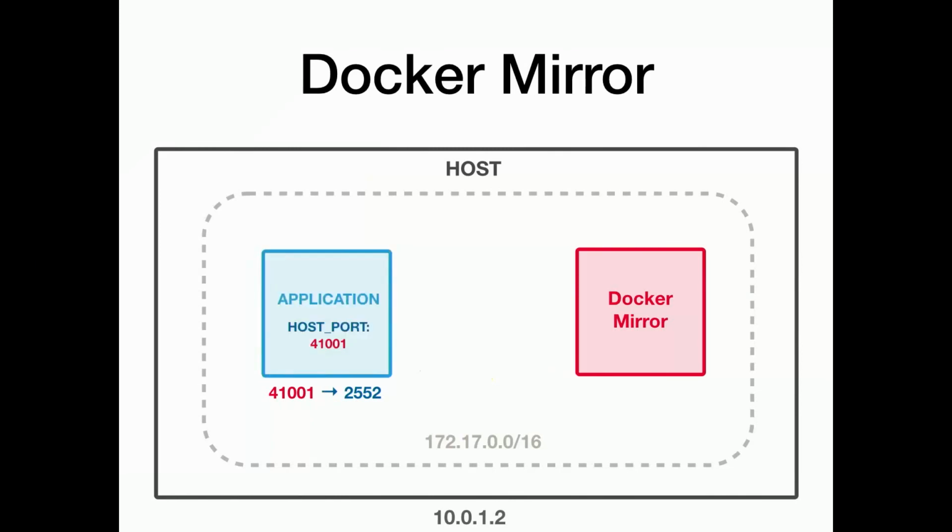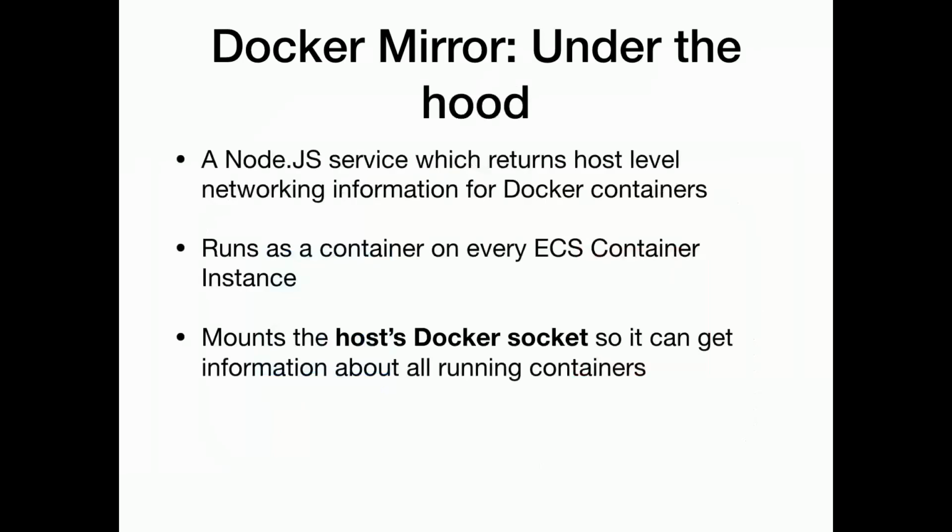And away we go. So what is Docker Mirror? It's just a Node.js service, and it returns host-level networking information for your containers. So basically, what this gives you is the ability to look at all the containers running on the host and give you container-specific information, host-to-container port mappings, and things like that.